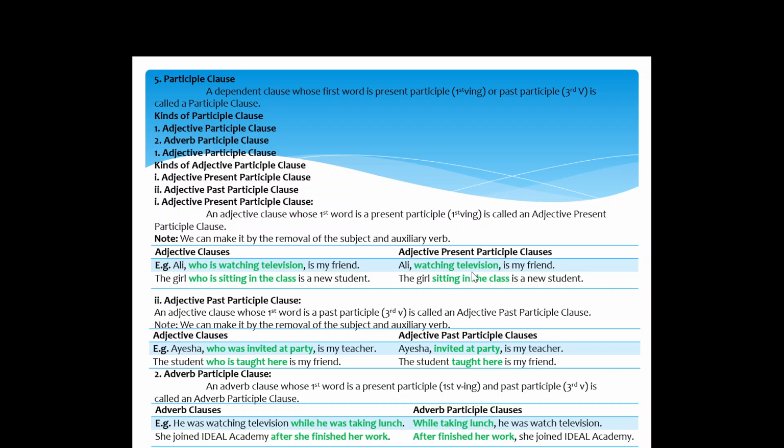Now here, watching television is what? Adjective present participle clause. The second example: the girl who is sitting in the class is a new student. The girl sitting in the class is a new student.